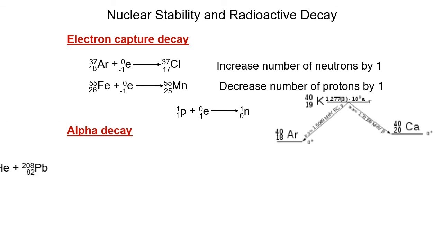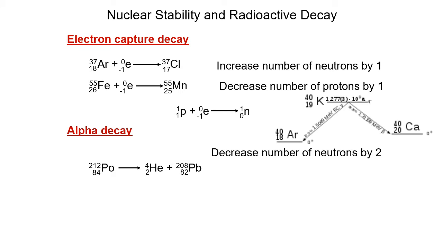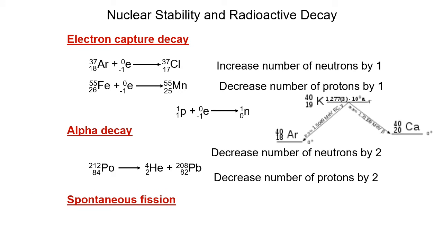And then alpha decay. It's mainly for heavy elements. Polonium releases an alpha particle becoming lead. Decrease the number of neutrons by 2, decrease the number of protons by 2. And the last is spontaneous fission, a relatively rare process. When californium falls apart into 2 indium and releases 2 neutrons.